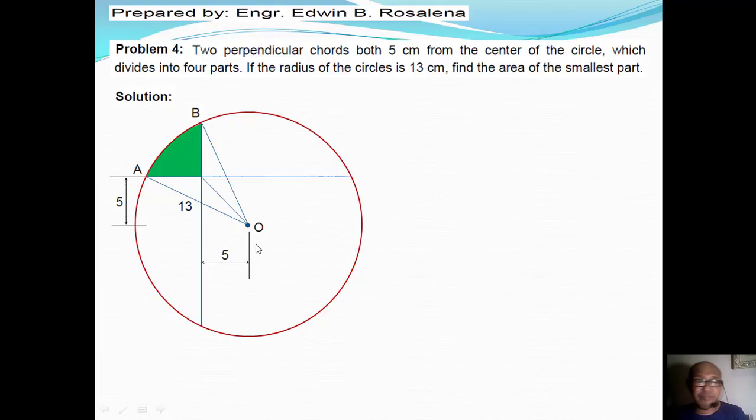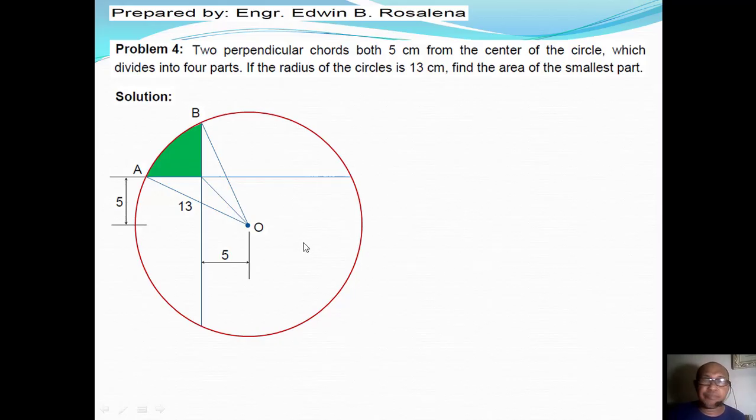So, I can easily solve for the area of the smallest part, that is the area shaded in green, by using the area of the sector minus twice the area of the triangle. So, the problem there is, are the data available for all data needed for the computation of the area of the sector and the area of the triangle are given? So, for the sector, radius, and then we need central angle. Not given.